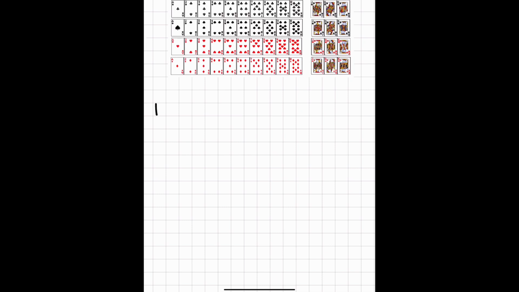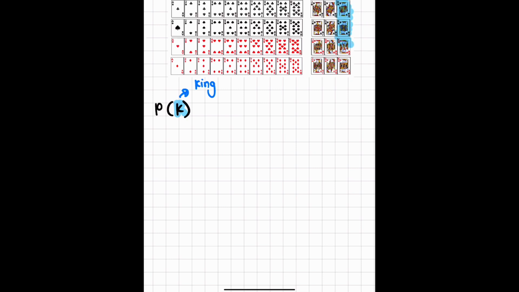So if I said to you, what is the probability of drawing a king? Okay, so now we're talking about a king. So K, I'm just writing a K to shorthand it. So what is the probability of drawing a king out of this deck of cards?